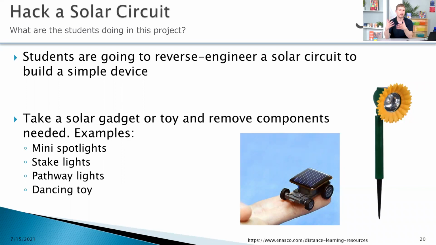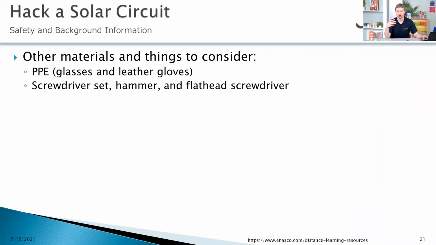So you can use recycled goods and pull out the components first to show them what it's all about. Or you can do this live with a real working circuit, and show that, hey, this mini car can actually go using the sun's energy. But then we're going to actually deconstruct this, right?